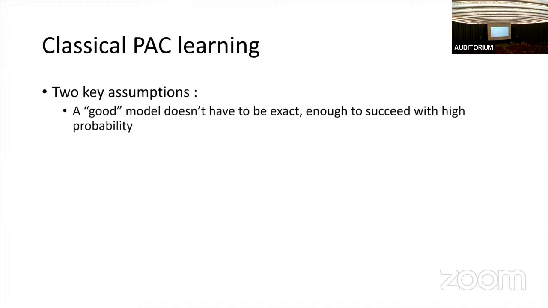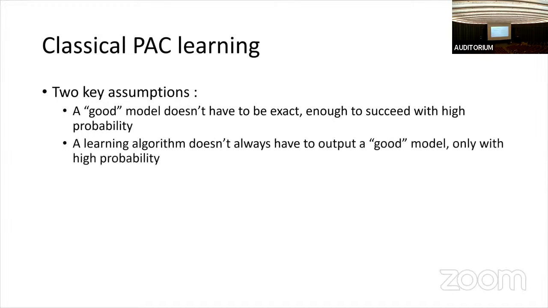Okay, so we'll start with classical PAC learning, which is the fundamental basis for most of modern machine learning. It relies on two key assumptions. First of all, that a good model doesn't have to be exact. It's enough to be correct with very high probability. And also, your learning algorithm doesn't always have to output something that's correct. It's also enough for that to happen with high probability. If 99% of the time you output something that is correct 99% of the time, that's probably good enough in practice.